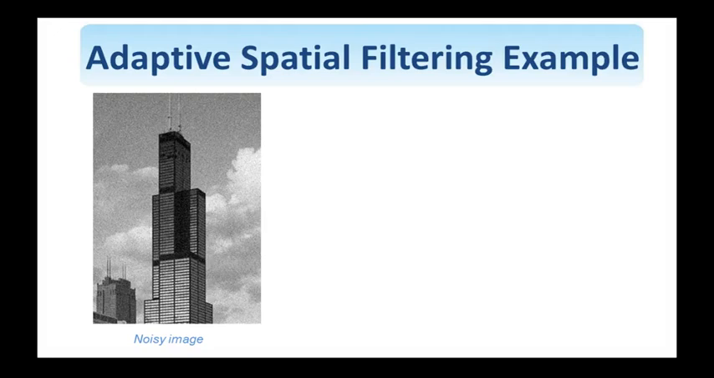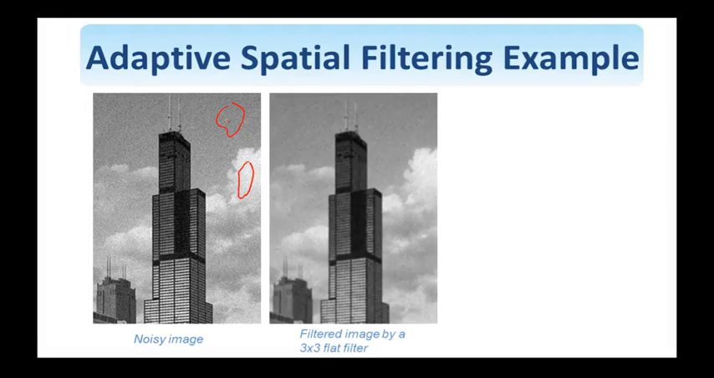Here's a noisy image you would like to enhance by smoothing the noise. We see that the noise is visible, especially in the flat regions, such as the clouds here or the sky. If I apply a 3x3 flat filter, this is the result we obtain. The noise has been reduced if we look again at the same flat regions here. However, at the same time, if we look at an area like this or at the antenna here of this building, it's clear that the image is blurred or the resolution has been decreased.